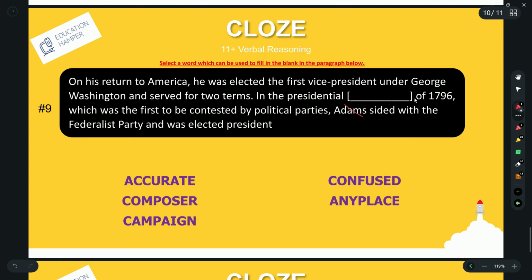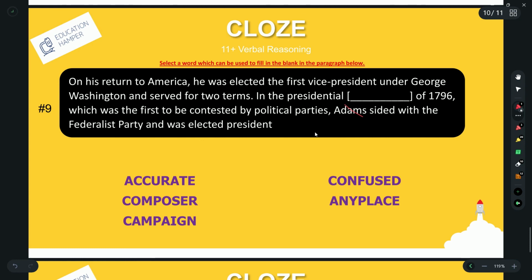In the presidential something of 1796, which was the first to be contested by political parties. So this feels like there's maybe an election here or a vote, and it was the first time it was contested by political parties. Adams sided with the Federalist Party and was elected president. So I'm assuming this Adams is this individual at that time, who subsequently sided with this party and was elected president after George Washington.